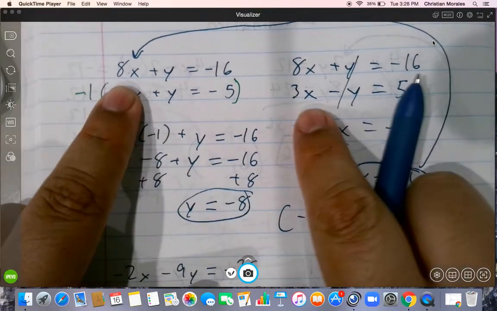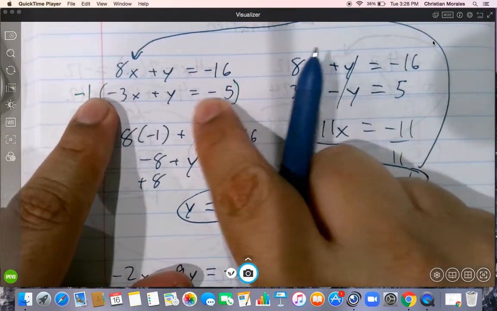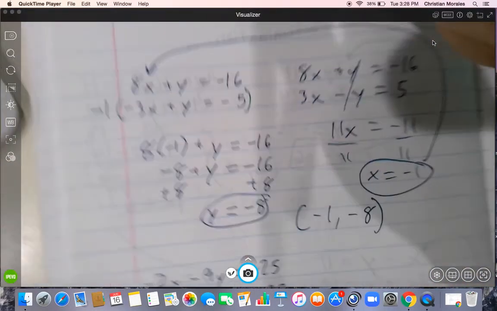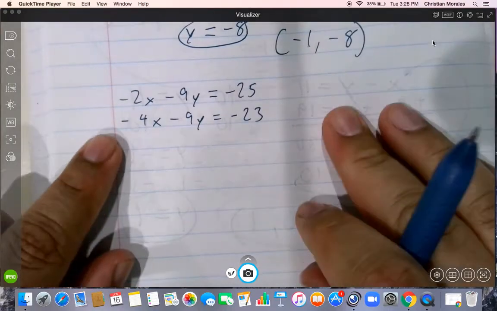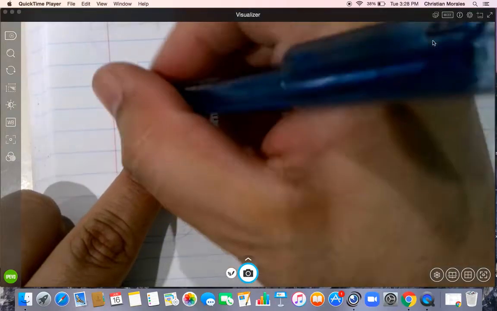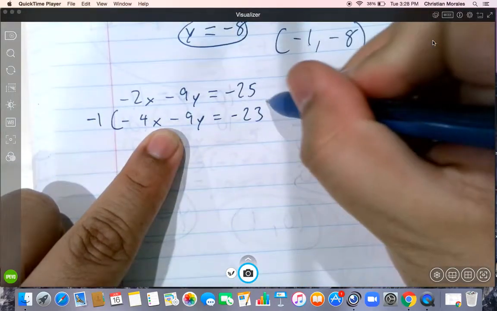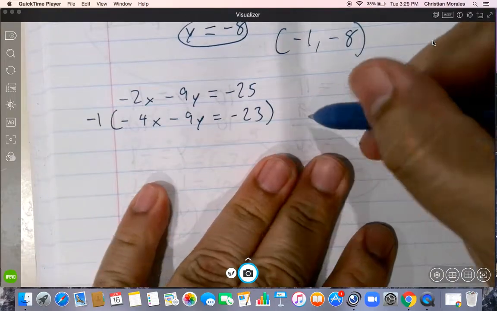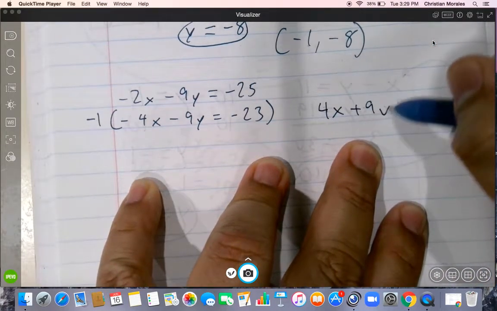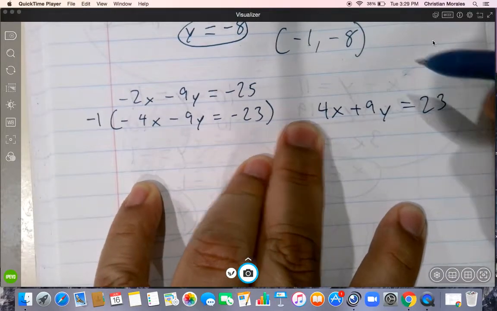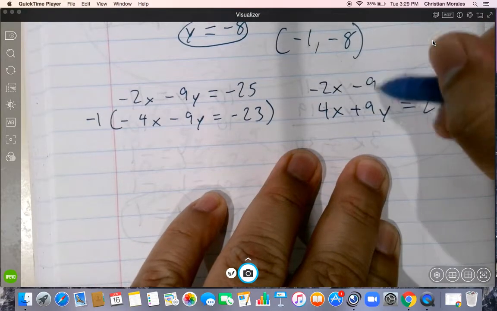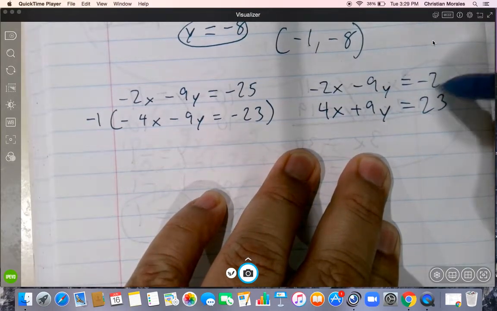So sometimes you can add them up, but this one wouldn't work if you just add it up. So you have to change it. So you are allowed to change them. Okay, check out this one. Okay, these will cancel out, but I got to change the sign. Now, to change this sign, I'm still going to multiply by negative 1, because a negative times a negative will make it positive. Okay, so it's going to look like this: 4x plus 9y plus 23. The top one will not change. The top one will stay the same.